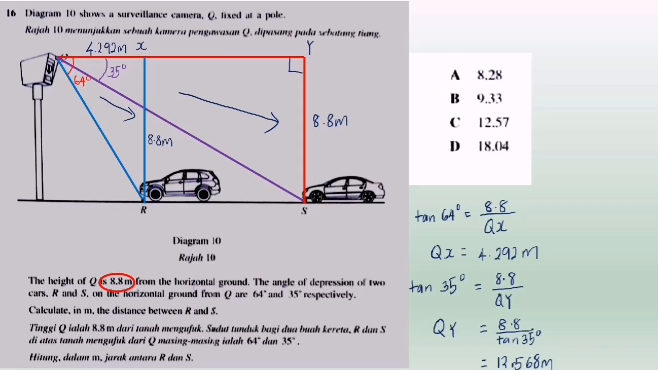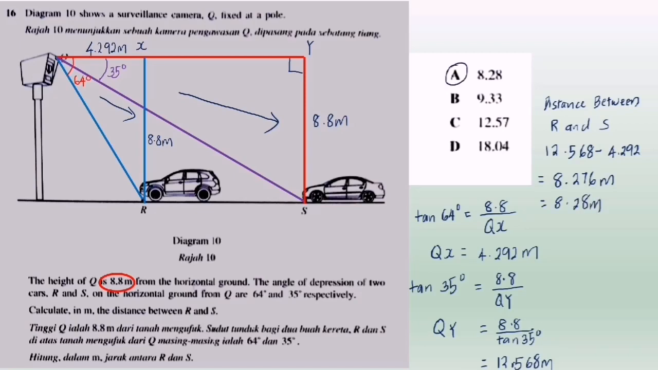So now we can find the distance between R and S. 12.568 minus 4.292 meters equals 8.276 meters. So when we round off, it equals 8.28 meters. The answer is A.